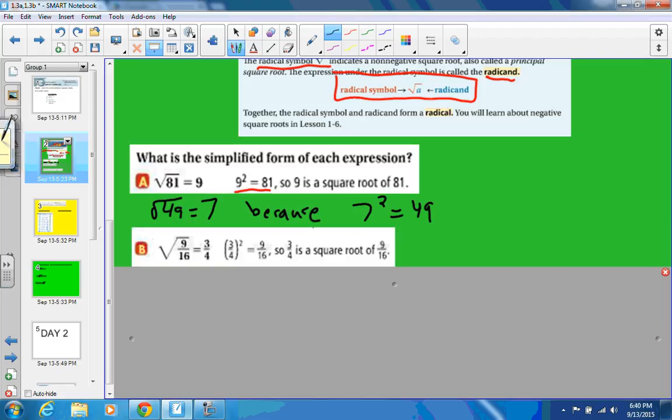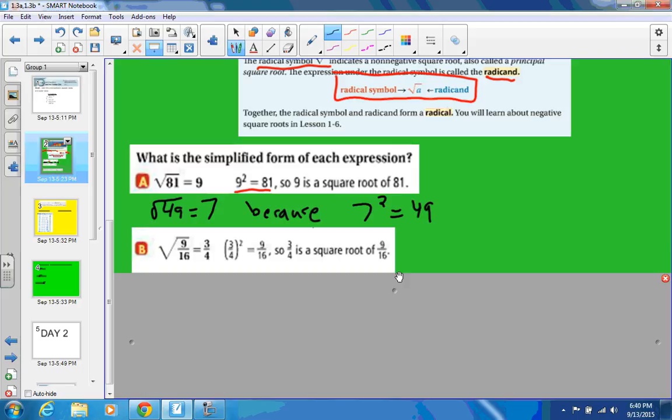Now here's one with a fraction. We're going to do a lot of these, but I wanted to show you the square root of 9 over 16 is equal to 3/4. Because I'll write it over here, we want to figure out what number times itself will get you to 9 over 16. And 3 over 4 actually does. Remember, we multiply straight across when we do multiplying fractions. 3 times 3 is 9. 4 times 4 is 16. So the square root of 9/16 is 3/4. Okay?